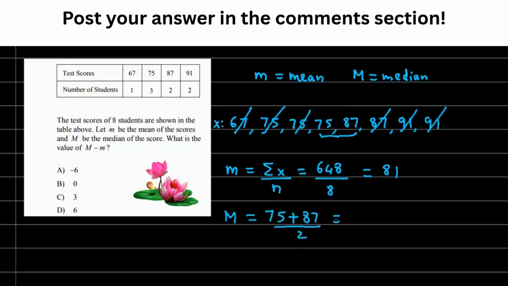Now 75 plus 87 divided by 2 gives 81. So therefore the difference between the median and the mean is 81 minus 81, that is equal to 0, which is option B.